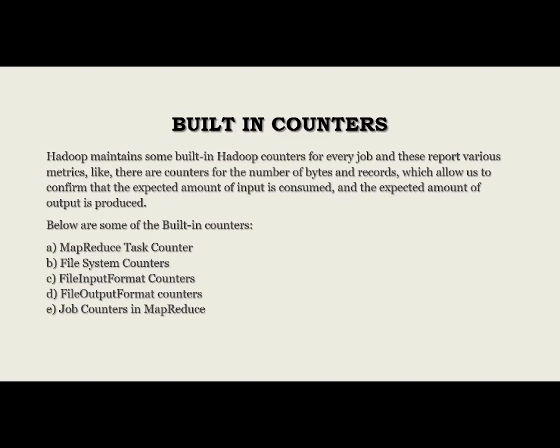There is one special type of built-in counter which is known as the job counter. These are maintained in the application master, so they don't need to be sent across the network, unlike the other counters which are sent across all the nodes. For example, the counter types can be launched map tasks, launched Uber tasks, failed map tasks, failed reduce tasks, failed Uber tasks. These are some examples of job counters, and these are stored only at the application master.